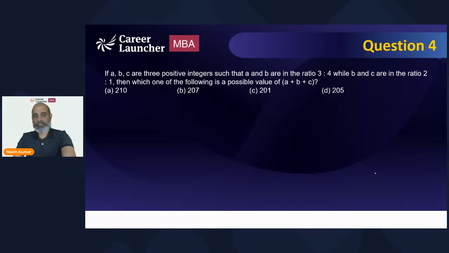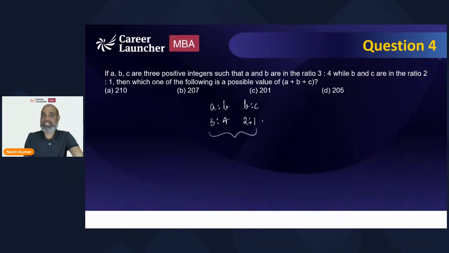Very good, Asta. Very good, Dhruv. A is to B is given as 3 is to 4, so I'll prefer writing it below. And then B is to C is given as 2 is to 1. From here, we can see that B is the same in both, but its corresponding value is not the same. It's 4 in one, 2 in another. So I want to make sure that B's value is also the same. So I will convert this 2 into 4, though I can convert the 4 into 2 as well. The answer will never change.